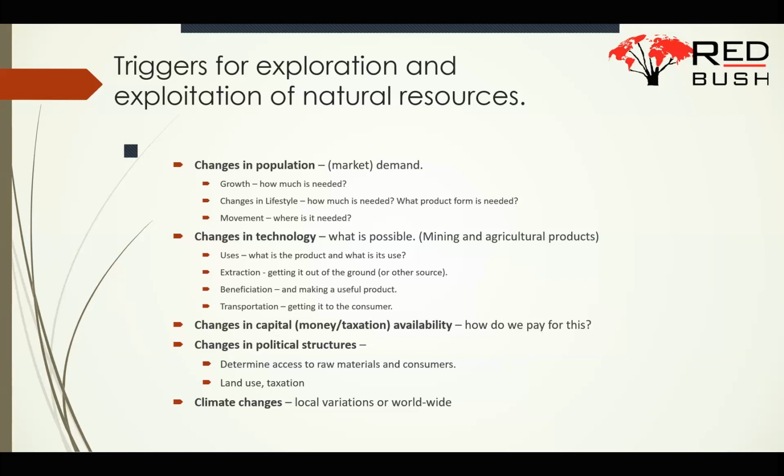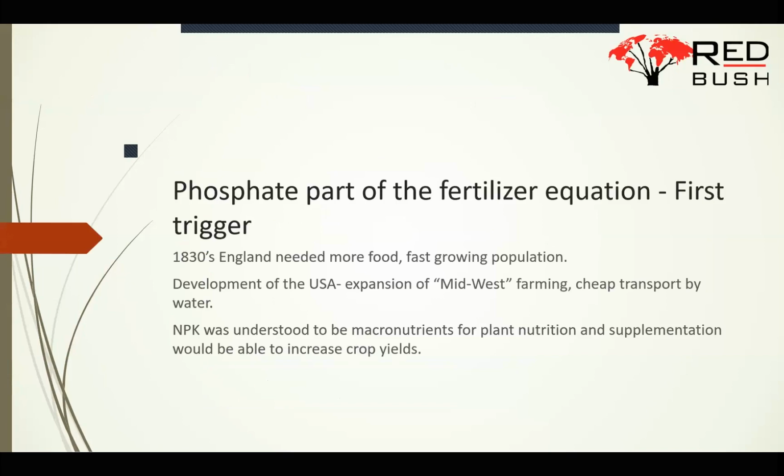The changes in capital, which is both money and taxation. Taxation apparently plays a huge role in all of this, as Mark even alluded to. So how do we pay for this? Changes in political structures. And the political structures affect the phosphate market actually quite heavily through its history. And the last one, especially for fertilizer, is changes in local climate, either local or worldwide variations. And in fact, the impetus for having phosphate as a fertilizer is climate change in the 1800s. What part of the impetus, shall I say?